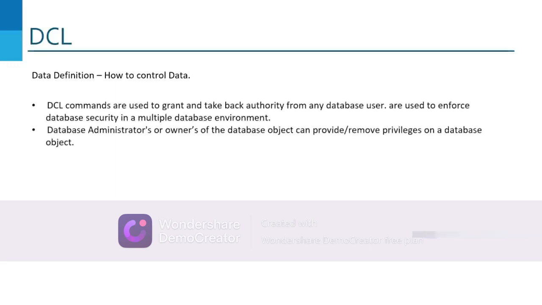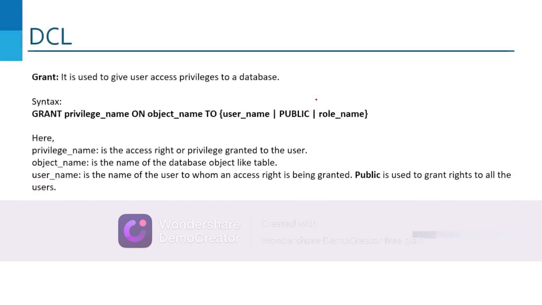That brings us to our third command type, which is DCL, data control language. So how do we control data? There are two things: we can control it by giving permission or taking permission. So there are two commands, grant and revoke. DCL commands are used to grant and take back authority from any database user. So either I can give a privilege or I can take the privilege. That is what we do in DCL.